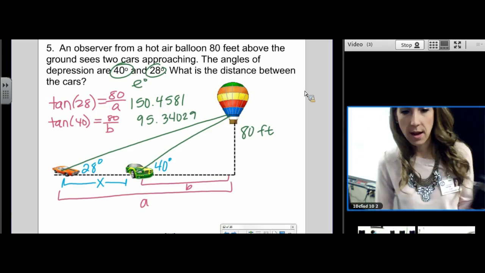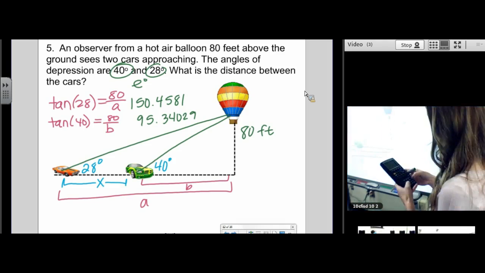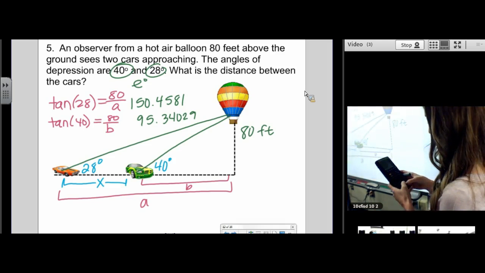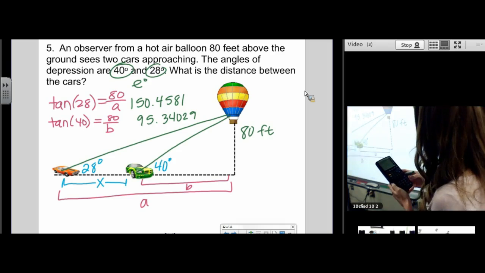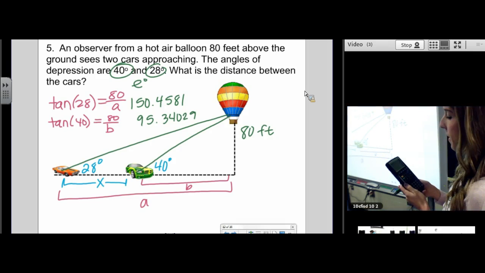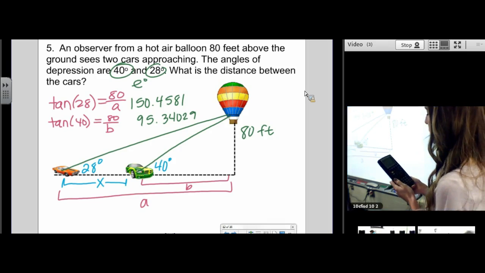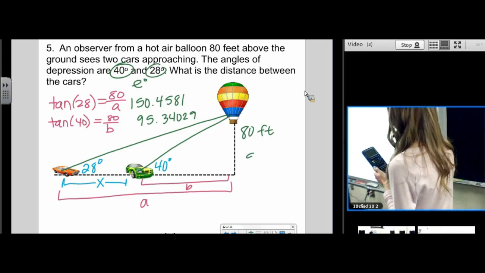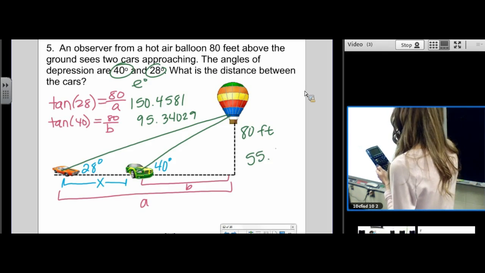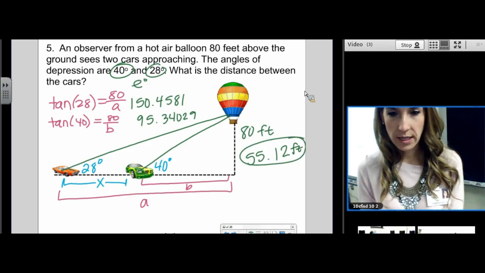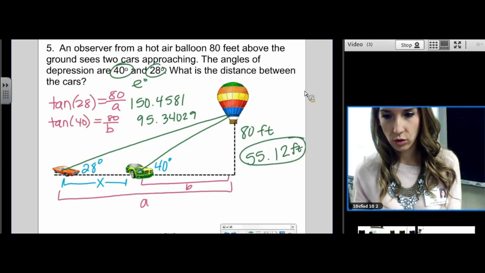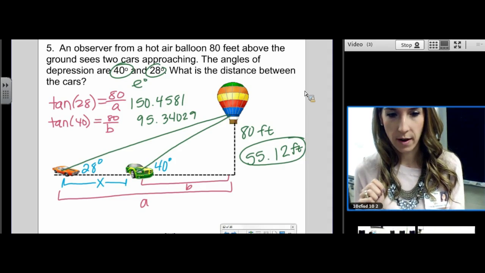Okay. So now we just subtract them. 4, 5, 8, 1. Okay. What is the distance between the cars? If we rounded to the nearest hundredth, let's say, then the distance would be 55.12 feet between the two cars. So that one was a multi-step problem because we had two right triangles going on there.